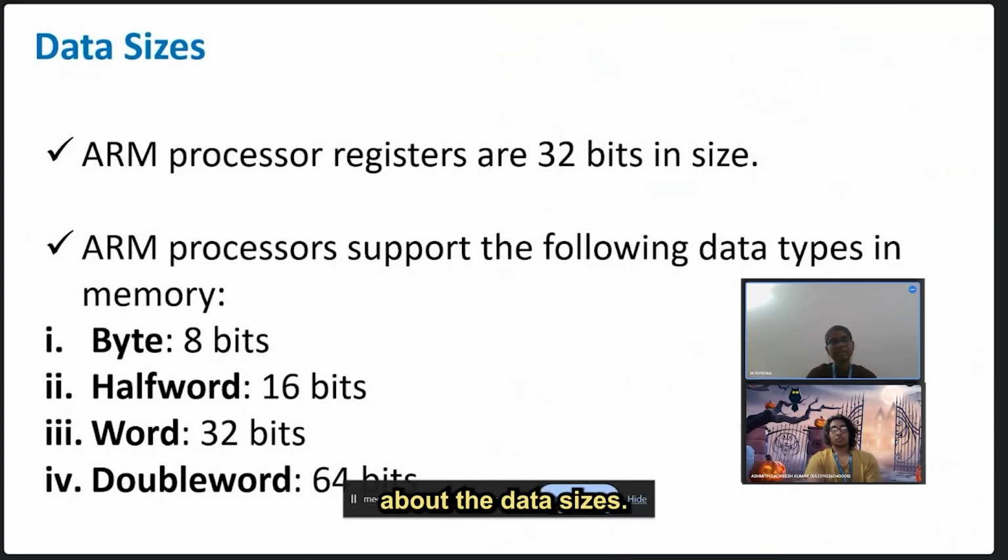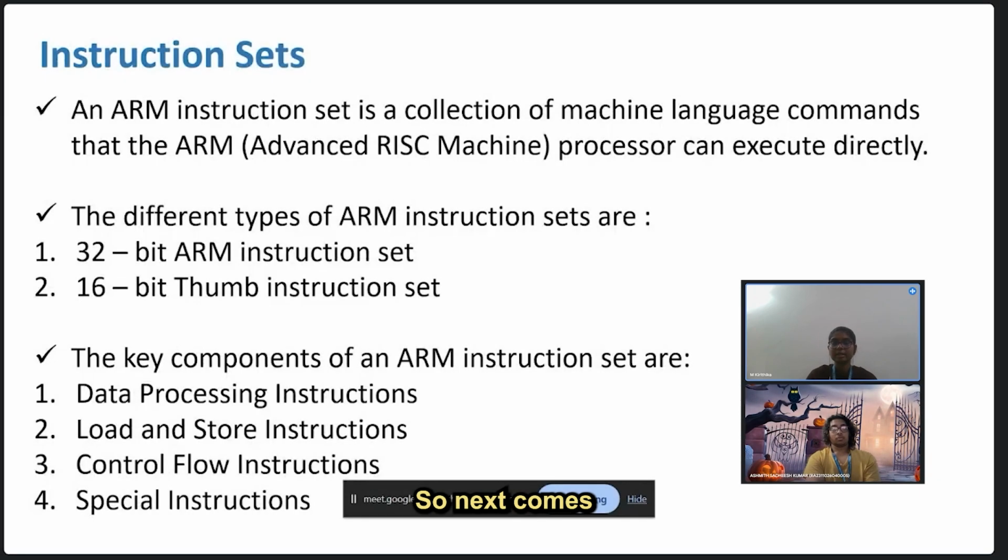Next, let's talk about the data sizes. ARM processor registers are 32 bits in size. Now, the first data type is byte, which consists of 8 bits. That is, the size of the byte data type is 8 bits. And the size of word data type is 32. The size of the word data type is same as the size of the ARM processor. Keeping this in mind, we can estimate the size of the half word and double word data type. The size of the half word data type is half the size of the word data type, that is 16 bits, and the size of the double word data type is double the size of the word data type, that is 64 bits.